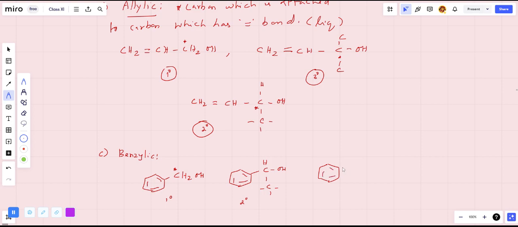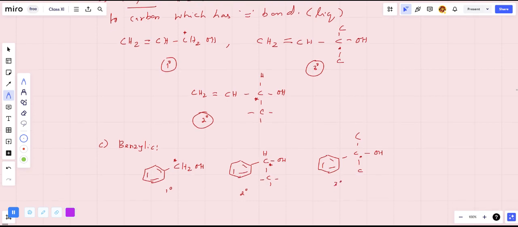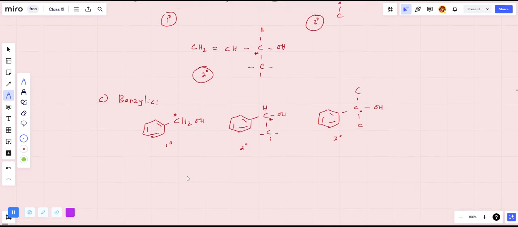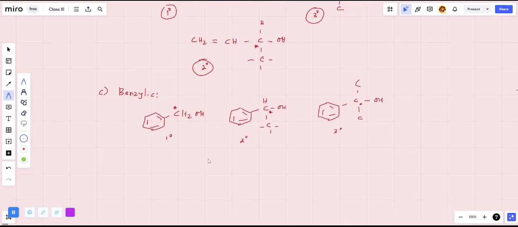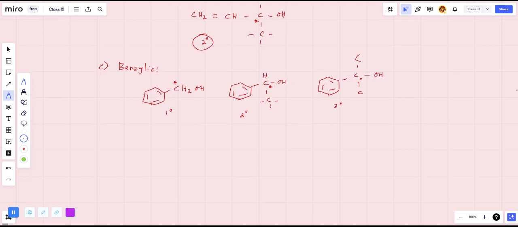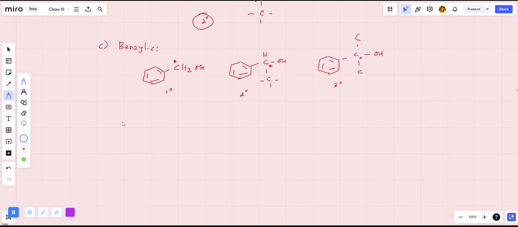And tertiary means this carbon which is attached with three other carbons. So this is a star carbon. So this is tertiary. This all comes under sp3 carbon OH. OH is attached with the sp3 carbon. Understood? Any doubt?